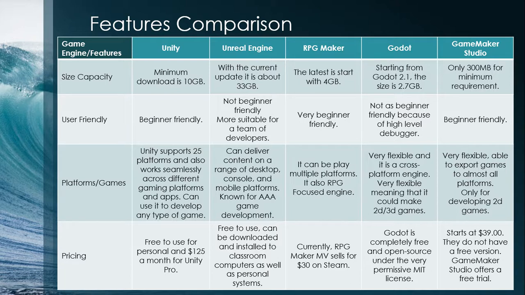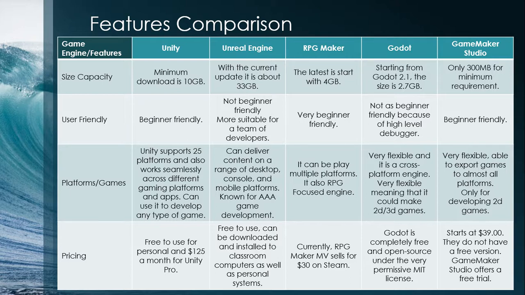Same with Unreal Engine, it can deliver content ranging from desktop, console, and even mobile platforms. Unreal Engine is very famous, known for AAA game development. RPG Maker can be played on multiple platforms, but it also focuses only on RPG games. Godot is very flexible and is a cross-platform engine. Very flexible meaning that it can make 2D or 3D games. You can choose which one is to your liking. And Game Maker Studio is very flexible, able to export games to almost all platforms, only for developing 2D games.